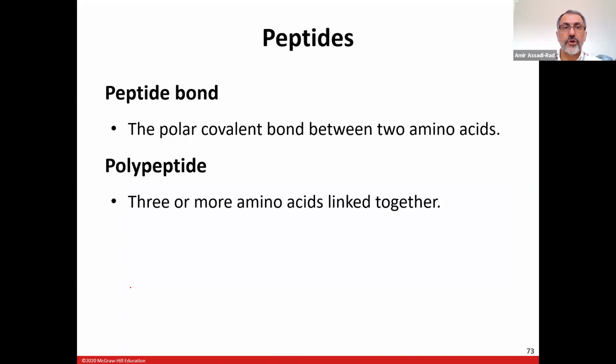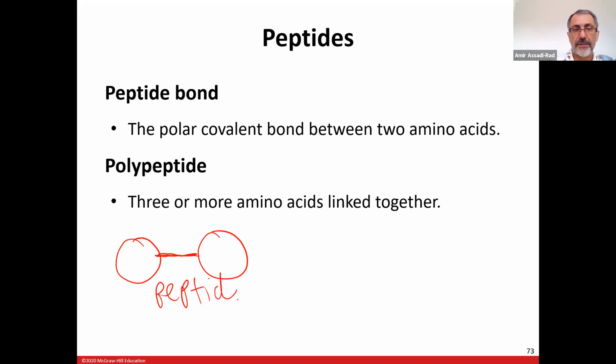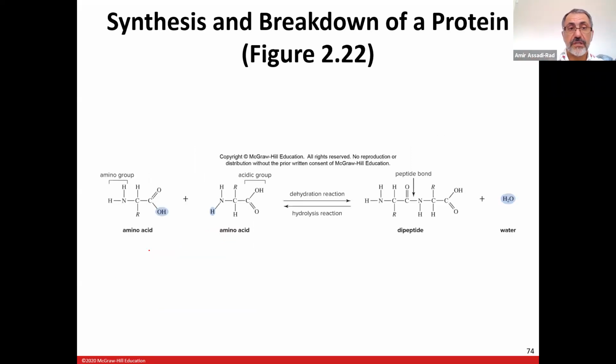Anyhow. So in a protein, the polar covalent bond between two amino acids is a peptide bond. If you have an amino acid here and you attach it to an amino acid here, the covalent bond between these two is called a peptide bond. This is amino acid, amino acid, amino acid, amino acid. A polypeptide is three or more amino acids linked together. Here is an example. When you put these two organic molecules together, amino acids, you form a water molecule. The OH from the acid of this amino acid and the hydrogen from the amino group of this amino acid combine, and here is your peptide bond. And of course, you give out a water molecule.